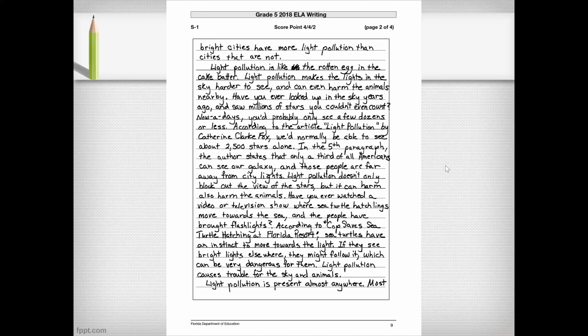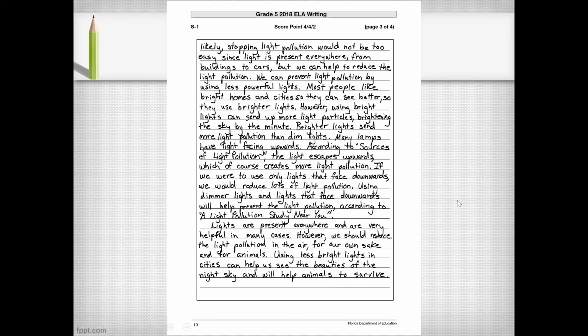Light pollution doesn't only block out the view of the stars, but it can also harm the animals. Have you ever watched a video or television show where sea turtle hatchlings move toward the sea, and then people have bright flashlights? According to Cop Save Sea Turtle Hatchling at a Florida resort, sea turtles have an instinct to move towards the light. If they see bright lights elsewhere, they might follow it, which can be very dangerous for them. Light pollution causes trouble for the sky and animals. Light pollution is present almost anywhere. Most likely, stopping light pollution would not be too easy since light is present everywhere, from buildings to cars, but we can help to reduce the light pollution.